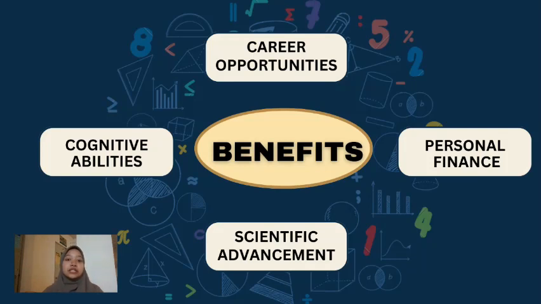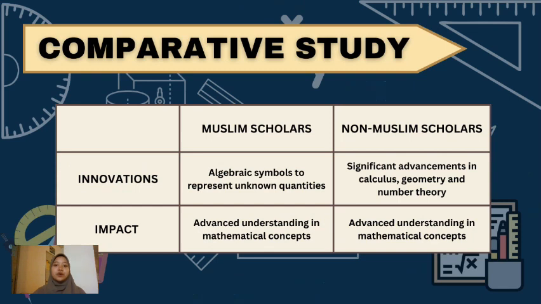As for scientific advancement, mathematics is essential in fields like physics, chemistry, and biology because it is used to model and analyze complex systems, predict outcomes, and develop new technology to benefit society. Next, we will compare the contributions of Muslim and non-Muslim scholars in the development of mathematics. For their innovations in mathematics, both Muslim and non-Muslim scholars have made many innovative contributions to the field of mathematics.